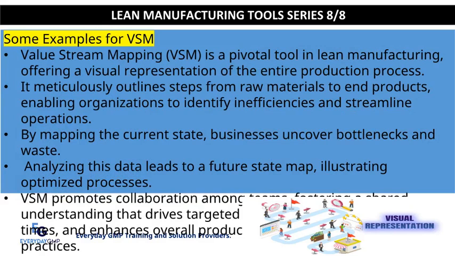VSM is a pivotal tool in lean manufacturing, offering a visual representation of the entire production process. It meticulously outlines steps from raw materials to end products, enabling organizations to identify inefficiencies and streamline operations. By mapping the current state, businesses uncover bottlenecks and waste. Analyzing this data leads to a future state map, illustrating optimized processes. VSM promotes collaboration among teams, fostering a shared understanding that drives targeted improvements, reduces lead times, and enhances overall productivity in lean manufacturing practices.